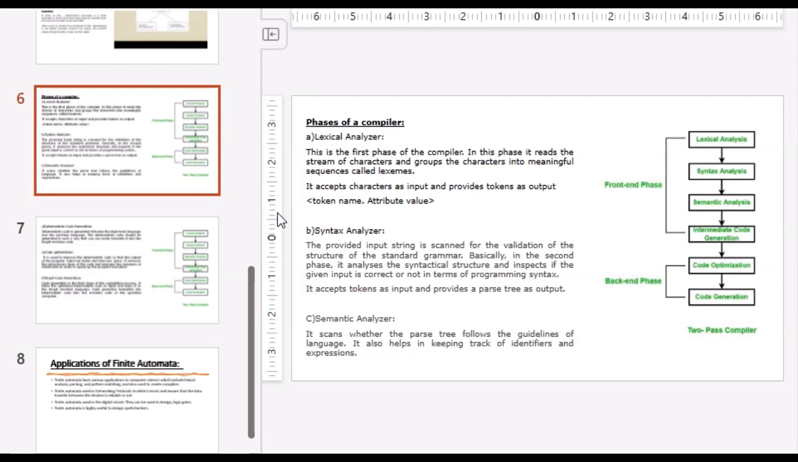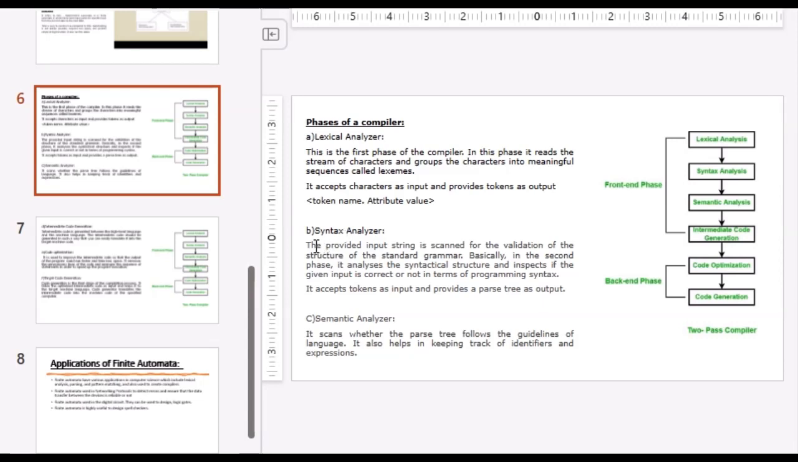Now, those tokens will be in this format, which is represented between the greater than and less than symbols: token name, comma, attribute value. The next phase is syntax analyzer. The tokens that are produced as output by the lexical analyzer will be taken as input by this phase, and it will produce a parse tree as the output.